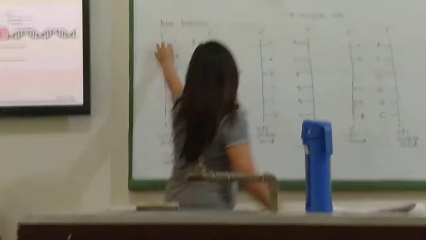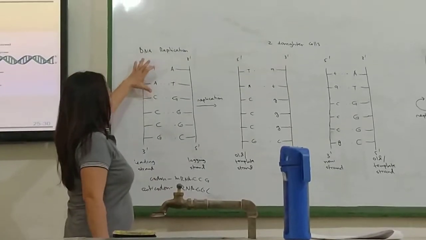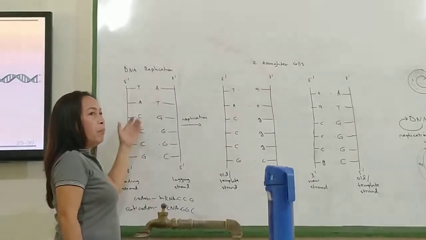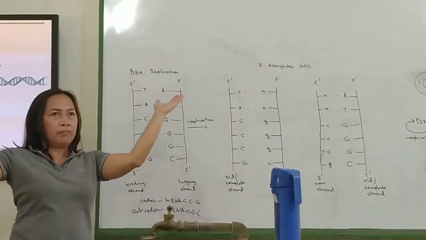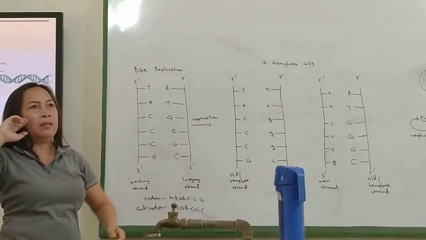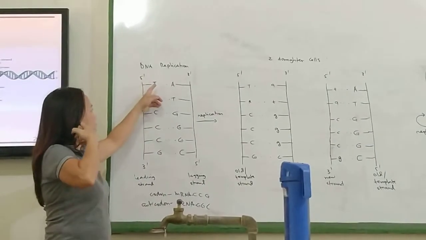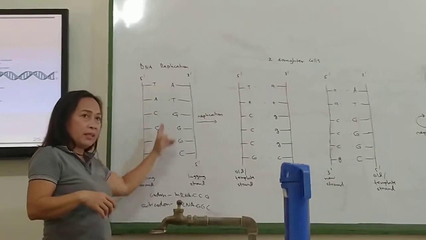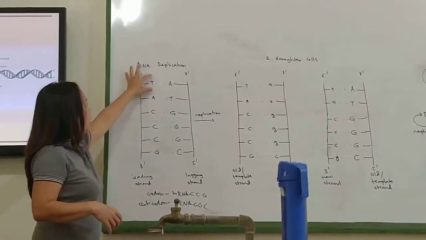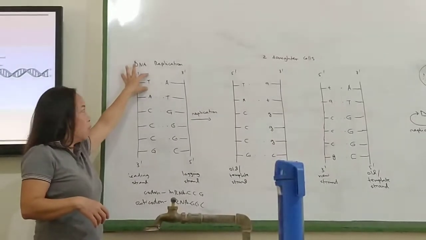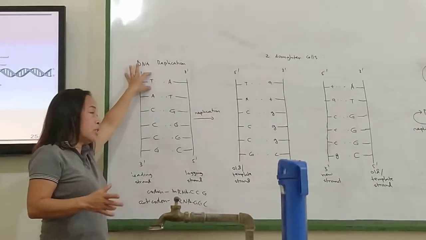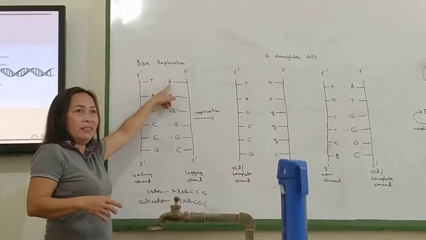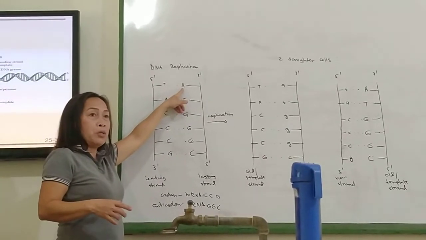So that we have already the template. Once the template is already exposed, there is what we call unzipping. So unzipping is for the exposure of these nitrogenous bases. So pag yun, oy, naa nay T. So DNA polymerase would say, okay, we need A for a new DNA to form.